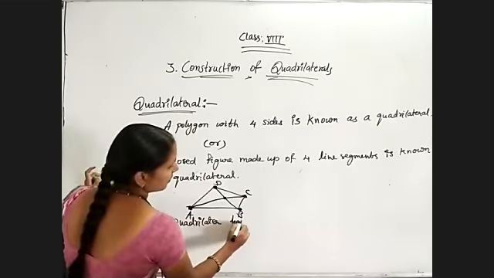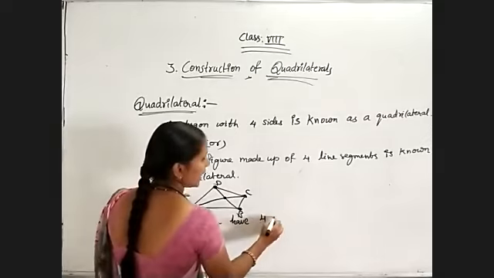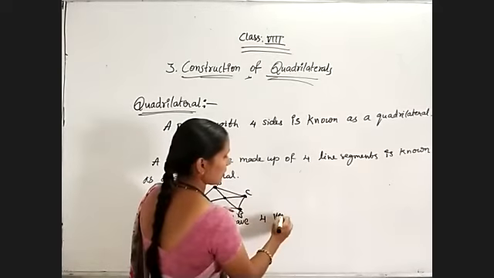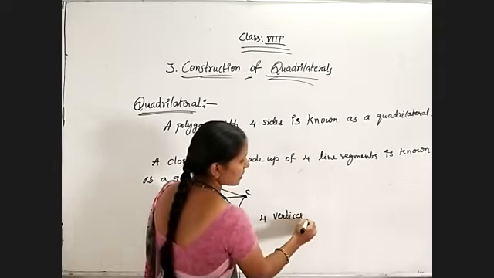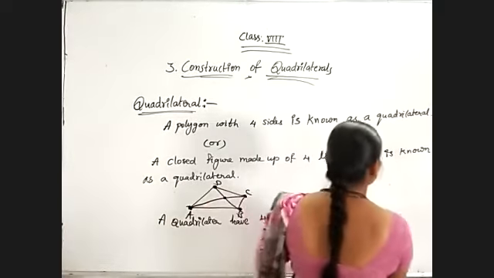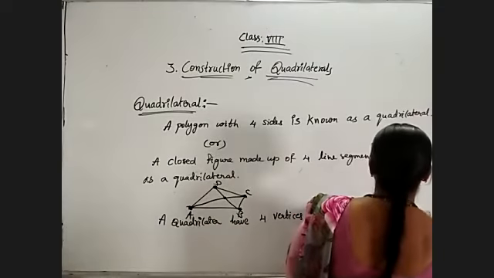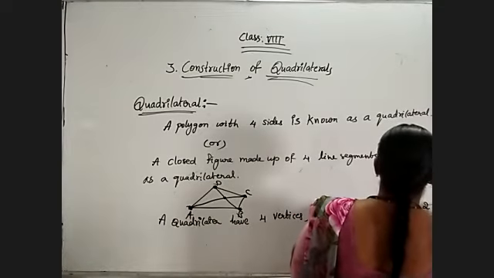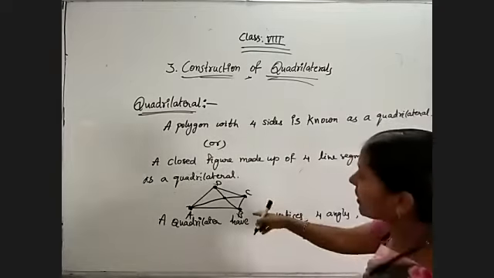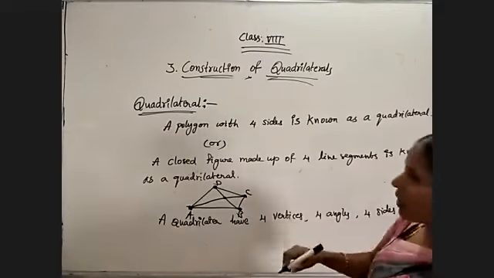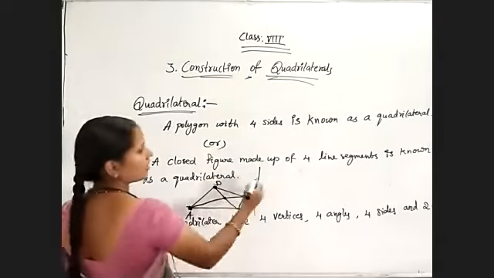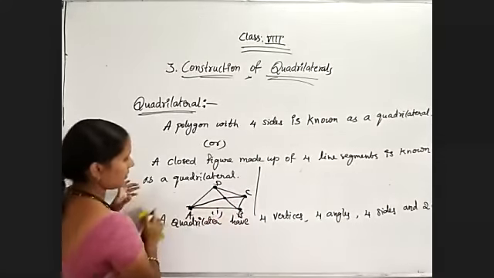So a quadrilateral has four vertices, four angles, four sides, and two diagonals. So in this picture, the four sides of the quadrilateral are, so here I am writing, okay.